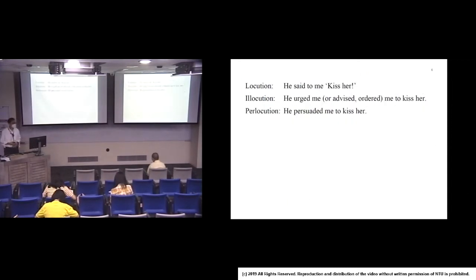So a locution would just be, he said to me, kiss her. So kiss her would be the locutionary act. The illocution would be, he urged me to kiss her. The perlocution would be, he persuaded me. So you can urge somebody, but they wouldn't be persuaded. But if they are persuaded, then that's the perlocution.